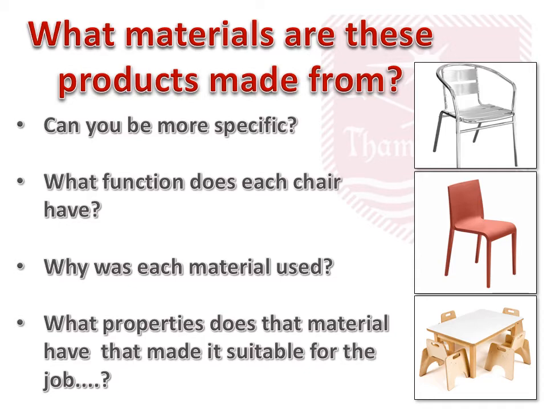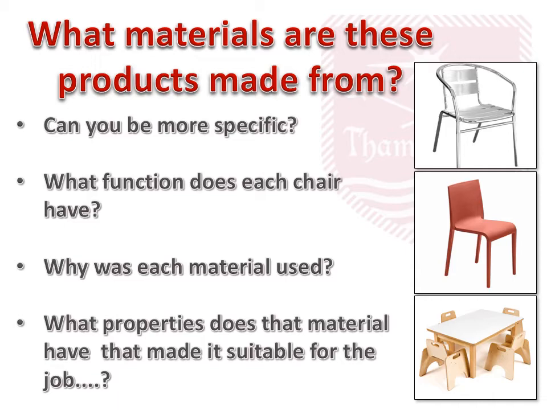So imagine, where might you find this chair? I'm thinking it might be outside. So what functions does each chair have? We think about the material that's used. The material for this is aluminium. I think this chair might go outside a cafe somewhere. I see them outside in cafes and garden centres and things like that, maybe Costa.